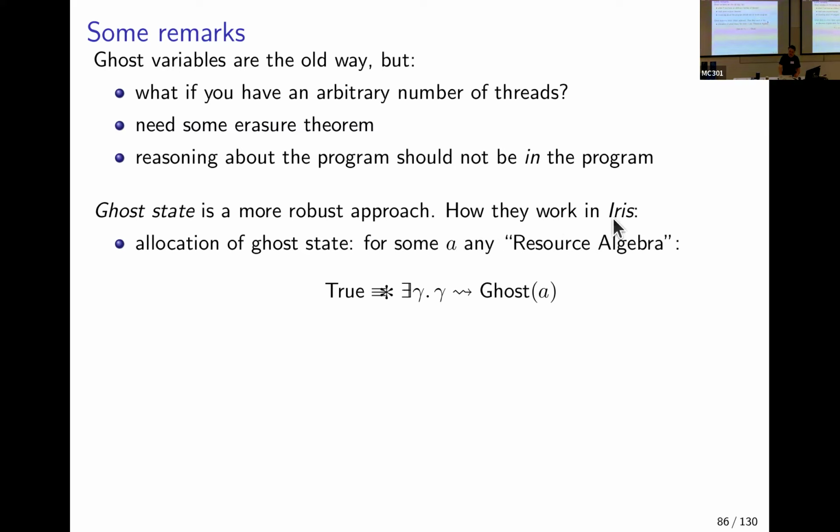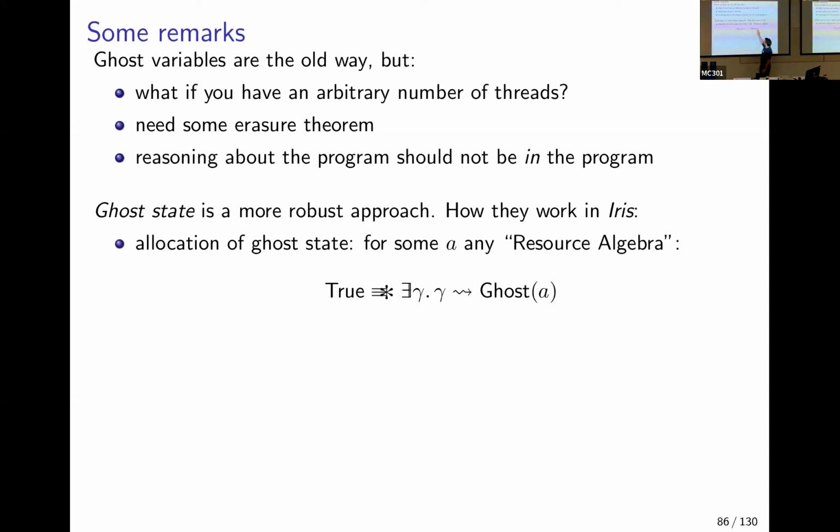Here is how they work in Iris. So you can allocate, at any point in your proof, using this very strange implication. This means that this is an implication that you can do at some points, but not at every point of your program. You need to be able to say basically, I'm about to do some step, so that it forbids some circular reasoning. But basically this is allocating some ghost state stored in this ghost variable gamma.